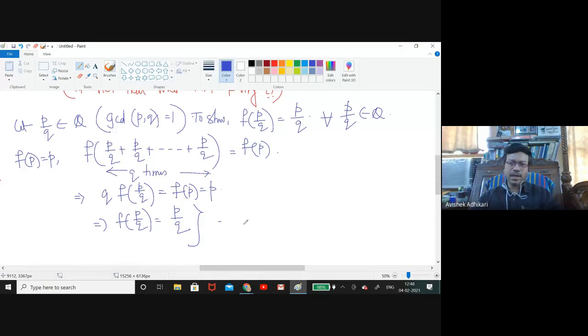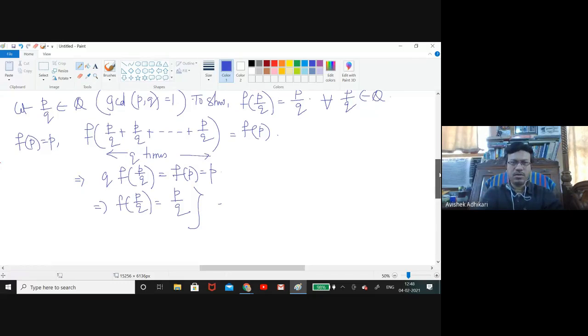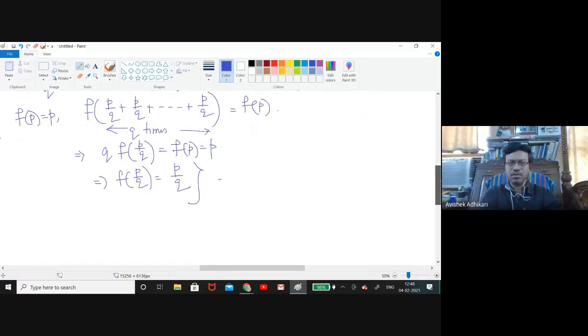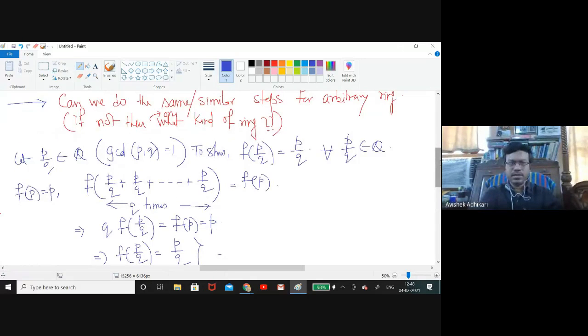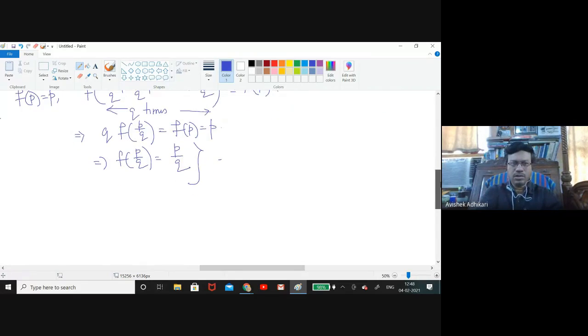Again, the same question: can we do it for any arbitrary field? And if so, what could be the corresponding steps? Or can we really do it or not? Or if we impose some condition, can we make it work? Till now, any question or ambiguity, anybody? Any question? Okay. If not, then what's left?